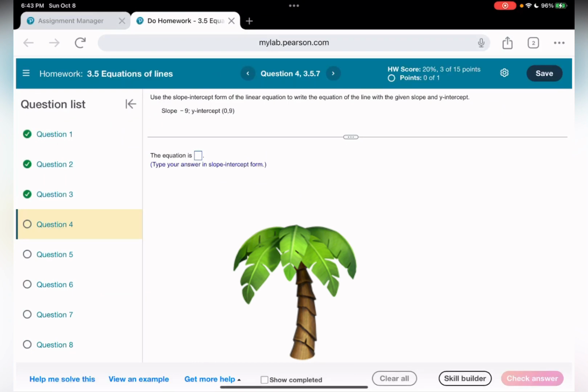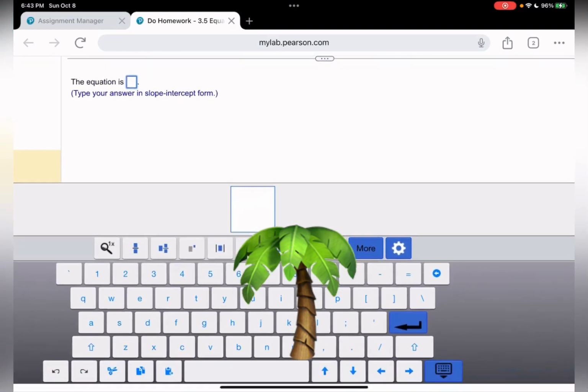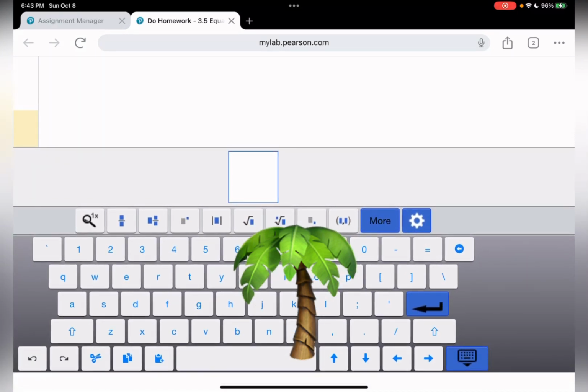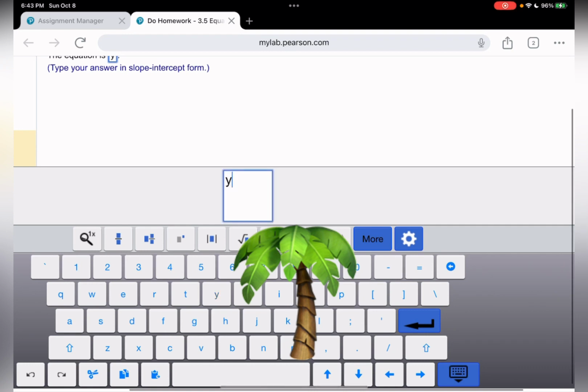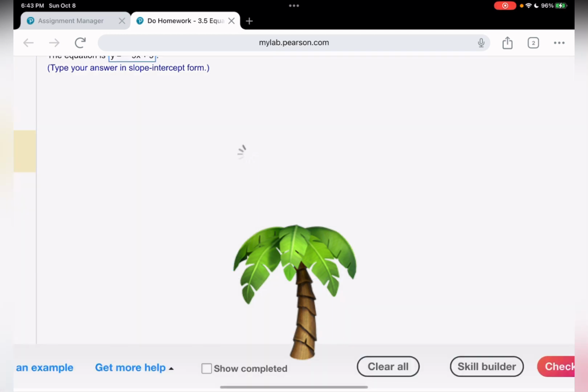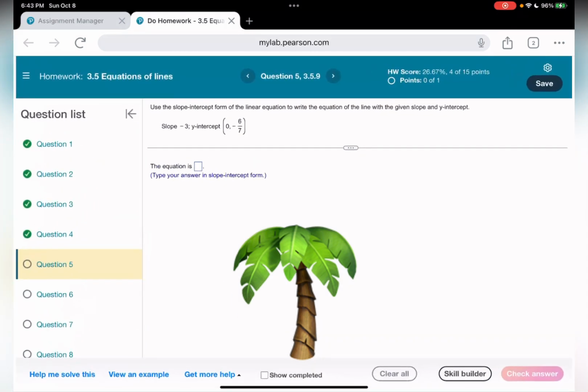Let me write down. Where is my y? Y is equal negative 9x plus 9. Okay. Very good. Moving to question number 5.